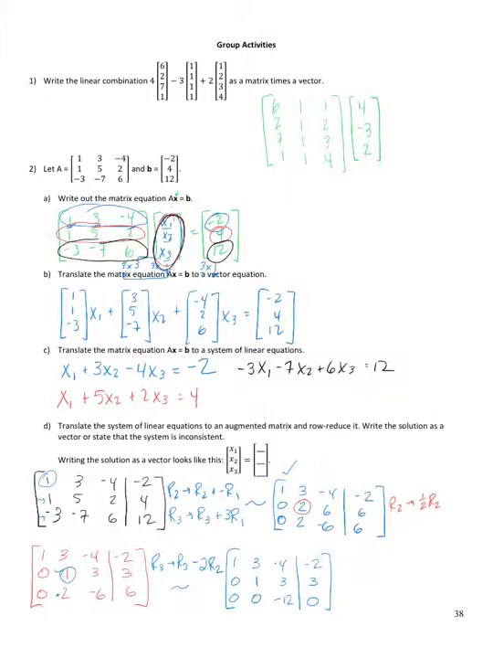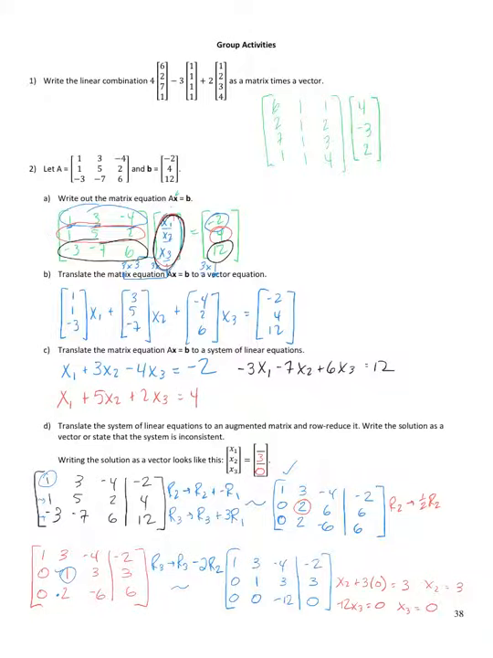Okay, so I've now done enough row reducing to be able to back substitute and solve for x1, x2, and x3. So my third row here says negative 12 x3 equals 0, which means x3 has to be 0. Put a 0 there. And then my second row says that x2 plus 3x3, which is 0, equals 3. So x2 is 3.